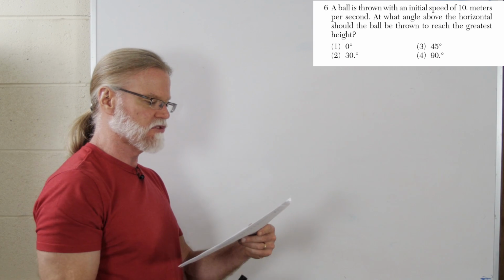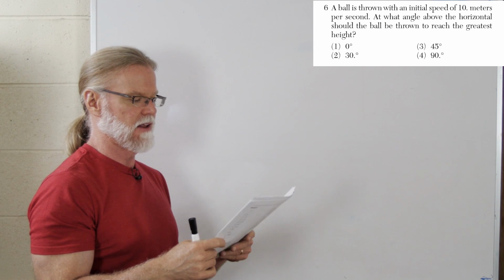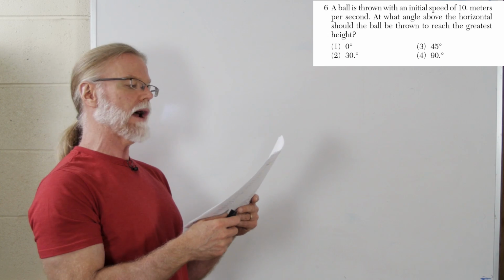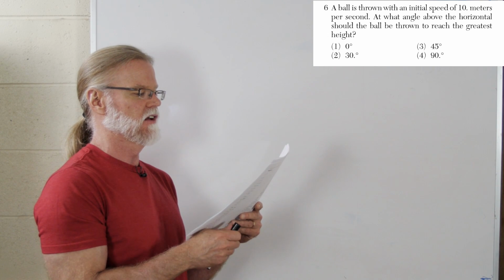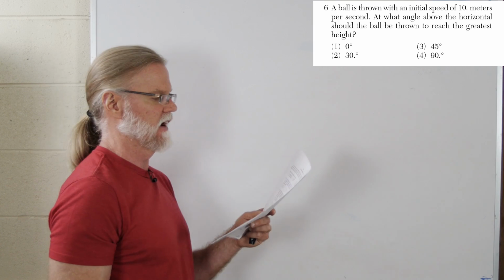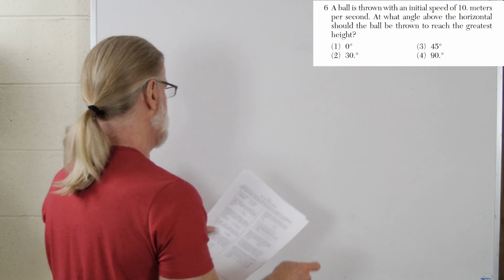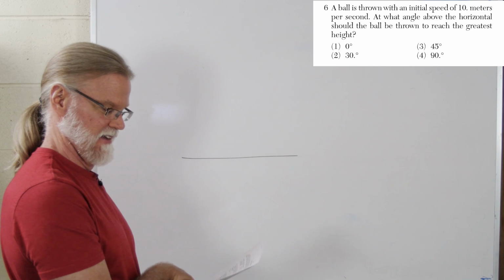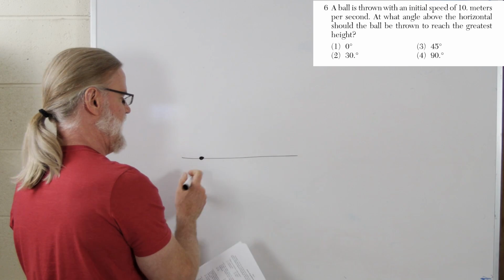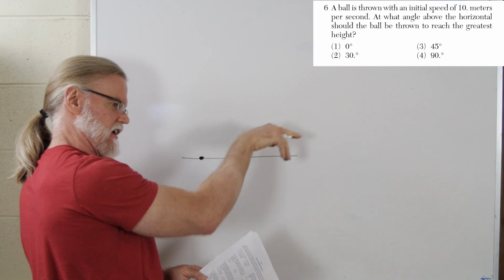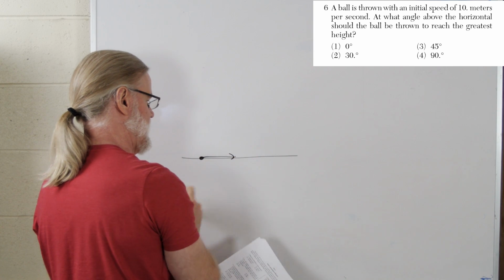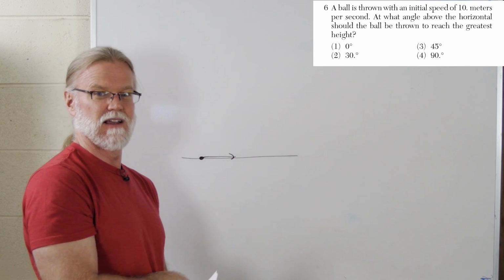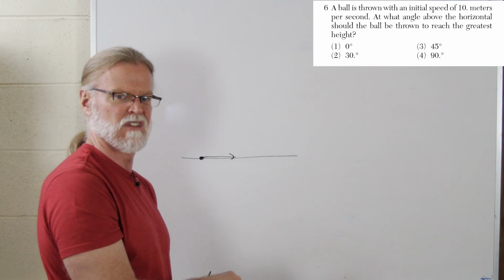A ball is thrown. No, not thrown up. A ball is thrown with an initial speed of 10 meters per second. At what angle above the horizontal should the ball be thrown to reach its greatest height? Well, let's see what our choices are. 0 degrees. So if I'm standing here, throw a ball 0 degrees relative to the horizontal, that'll be that way. It's not going to stay in the air very long. It's going to hit the ground right away because I didn't give it any upness. I threw it on the ground.